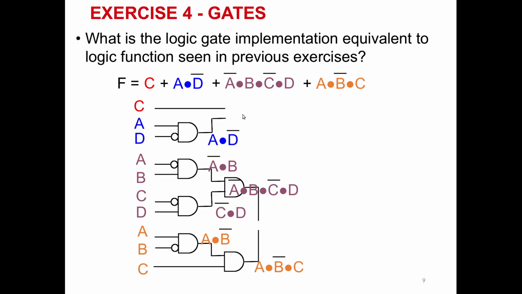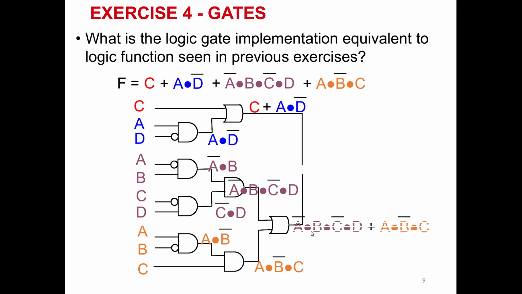So we will make an OR here and an OR here to make the red and blue part, and the purple and orange part. After this OR logic, we will have the value of C or A and not D, and one more OR logic here, which will generate the value for not A and B and not C and D, or A and not B and C. And of course, finally we need to OR these 2 together to have the final F value.